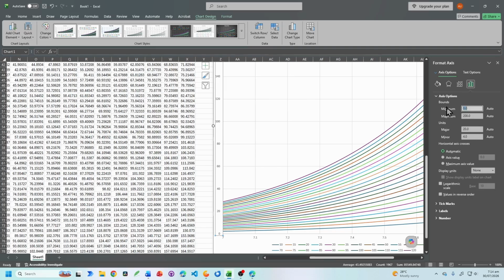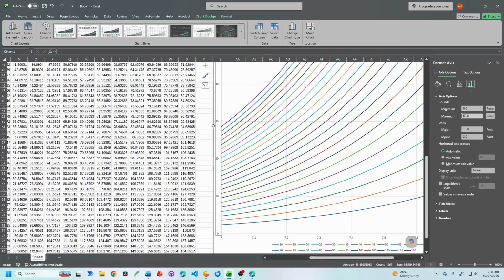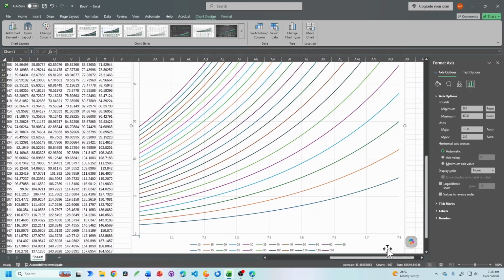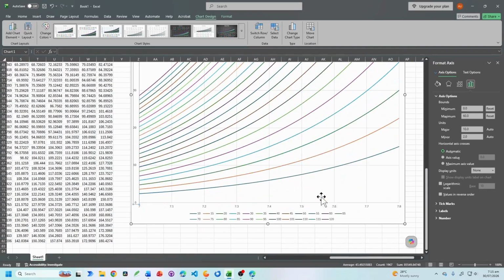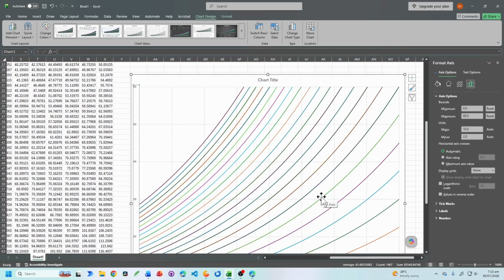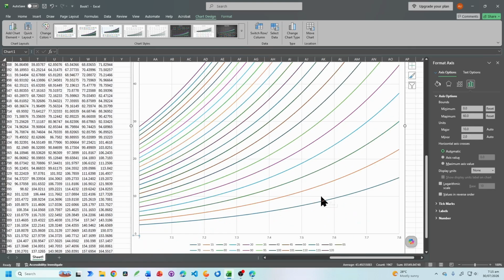It should start from 0 or 5. 0 would be fine, I think. And it should end at 60. Yeah, now we have a very nice canvas to do our work further. Yeah, I think it's cool.